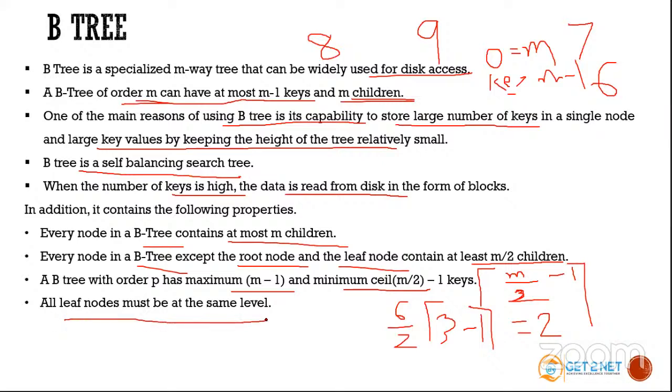All leaf nodes must be at the same level. See, if my tree is like this, here I made a leaf. These two are leaf nodes, and here is also a leaf node. So they are not on the same level, right? This node is on level 1, and these two nodes are on level 2. So it will not happen like this. All the leaf nodes should be on the same level. Clear about this part? Everyone remember these properties? Shall I move on?